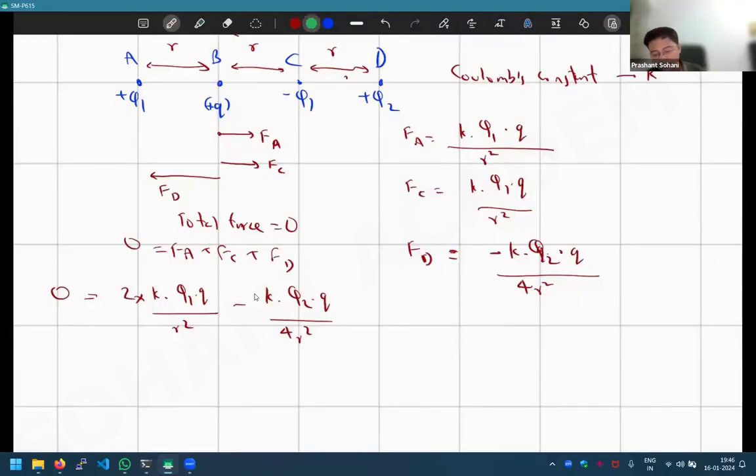So interesting, right? The value of this static charge at point B, that plus q, also does not matter. Let us say that charge becomes double in value, then all forces will become double in value, but the sum total will remain 0. So that is why these things don't matter.